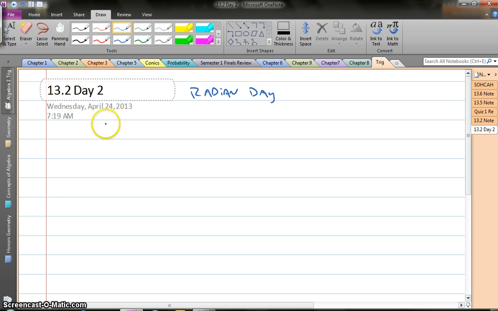Now, if you think about it, how we measure angles is kind of stupid. Let's say this is 60 degrees, right? This is a 60-degree angle. Well, is this 60 degrees? Or is this 60 degrees? Or is this 60 degrees? It really doesn't make much sense.